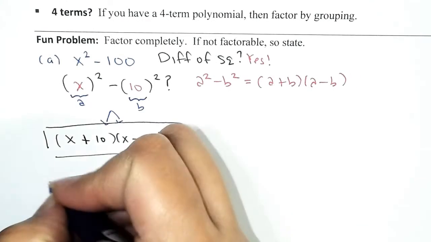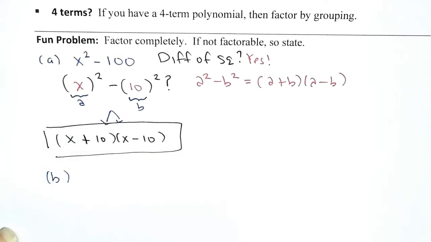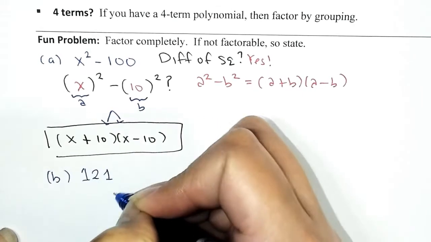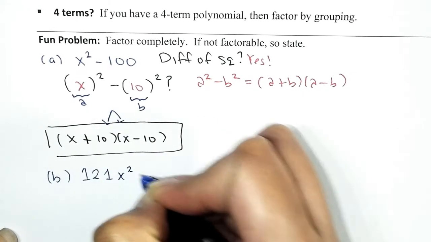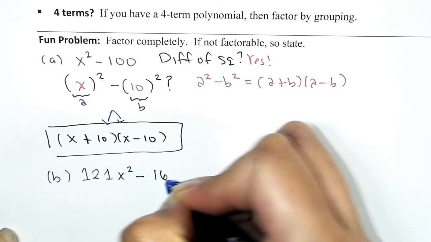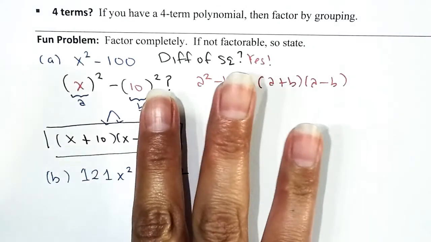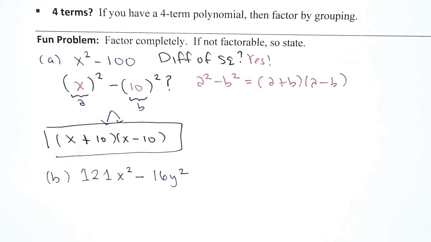Problem B, where am I? So problem B, we have 121 x squared minus 16 y squared. Okay, so again, prerequisite step, watch out for common factors. We don't have any. Binomial minus, you have two options, difference of squares or difference of cubes. Love yourself, always aim for the square and then the cube. You will regret it if you go the other way around.